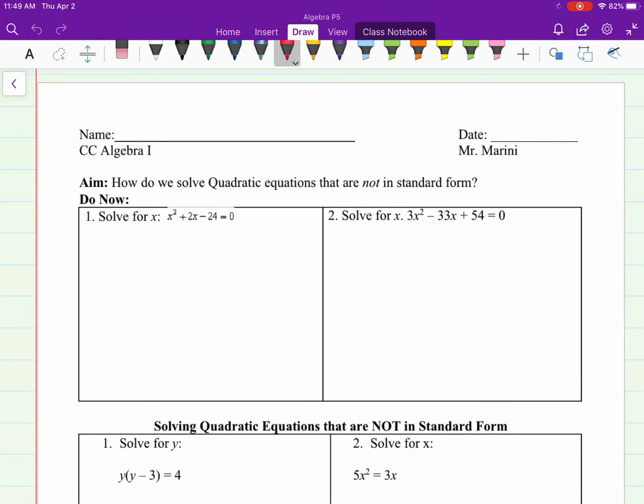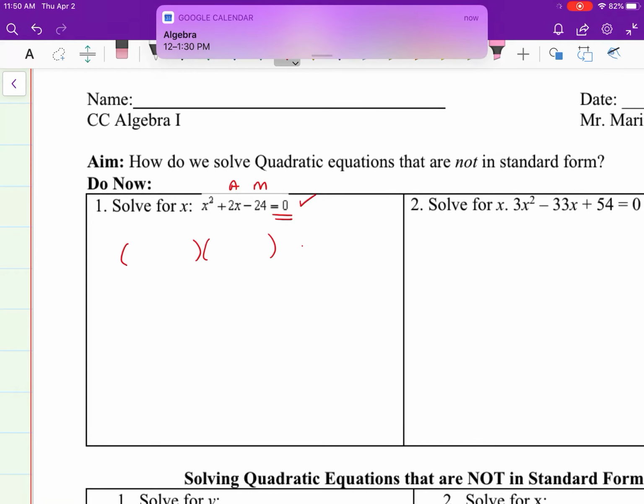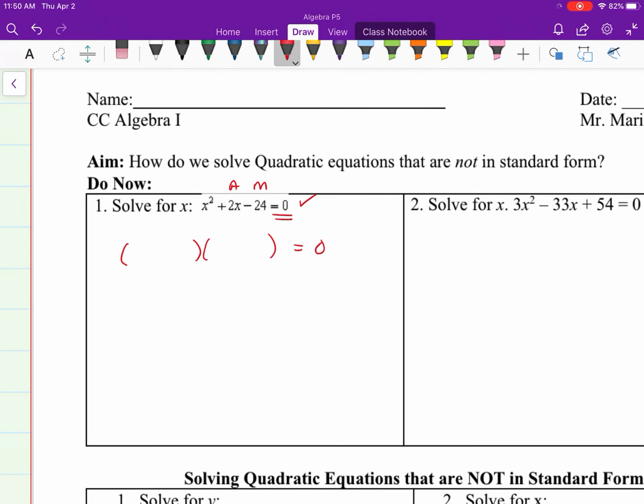How do we solve quadratic equations that are not in standard form? Top two questions here, do now. Just want to go over what we did yesterday. Number one is a quadratic equation. It's got x squared, and most importantly, it's already in standard form because it's equal to 0, which is good. So the way we solve a quadratic equation is by factoring. This is a trinomial, so this will be factored with the AM method.